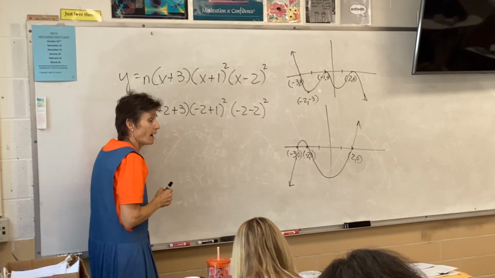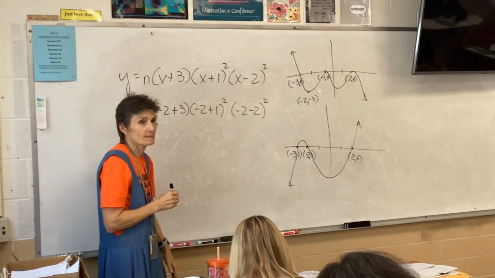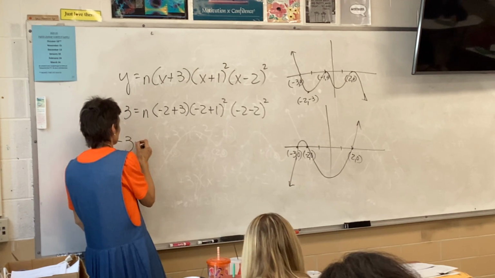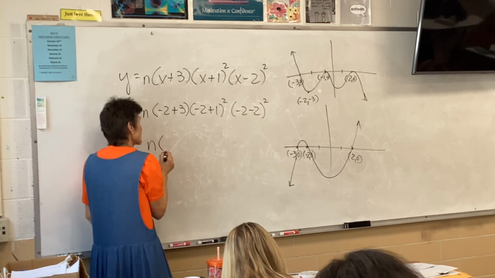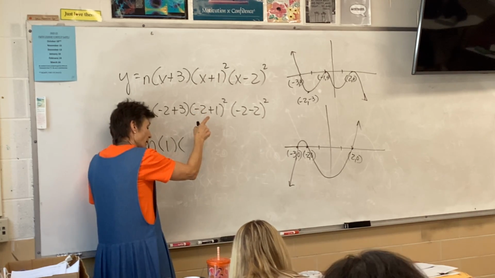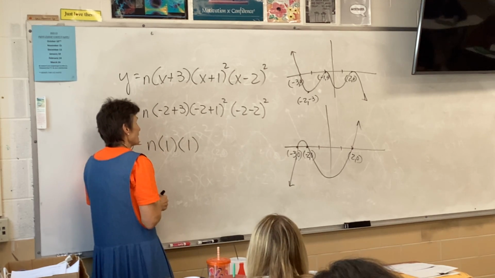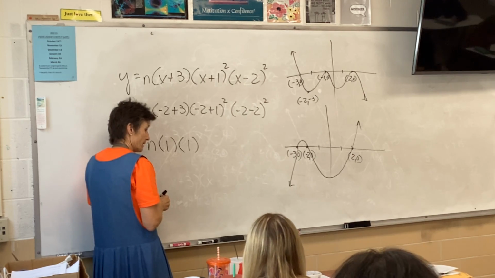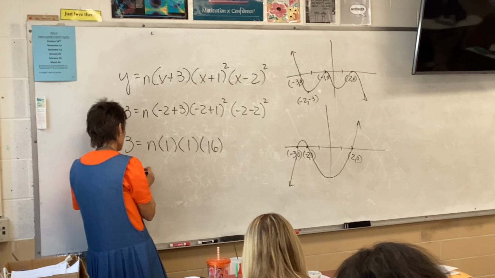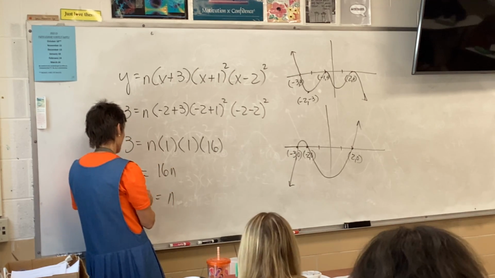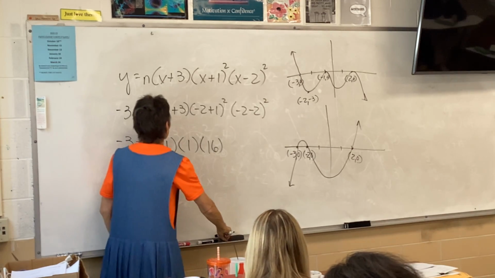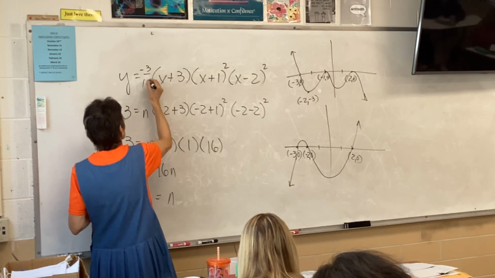So -3 in for the y, -2 in for all of the x's. Okay? So here we go. -2 plus 3 is 1. -2 plus 1 is -1, but it's squared, so it is 1. -2 minus 2, -4. Squared is 16. These are all times each other, so I've got 16n. So in the answer blank, you are gonna write this.